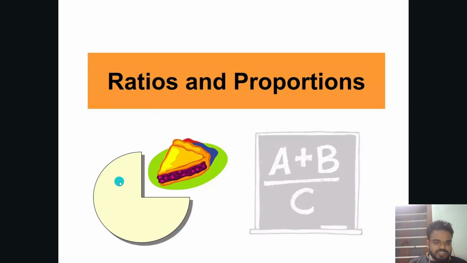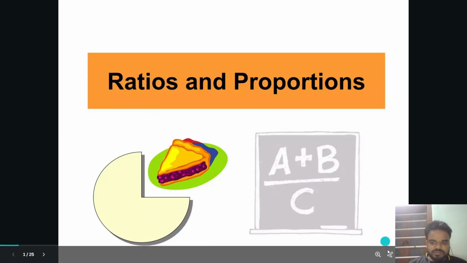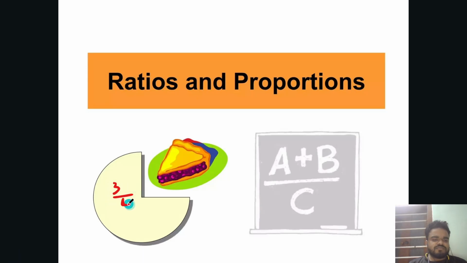In the picture you can see, what is this? Three-fourths of a circle, and some piece of pizza like one-fourth of a circle, and a plus b by c. What are all these? Is that a ratio?